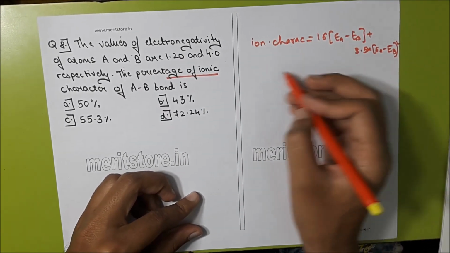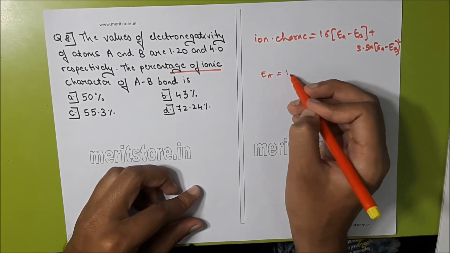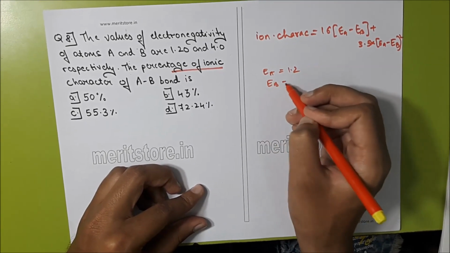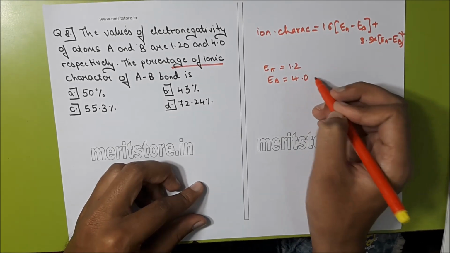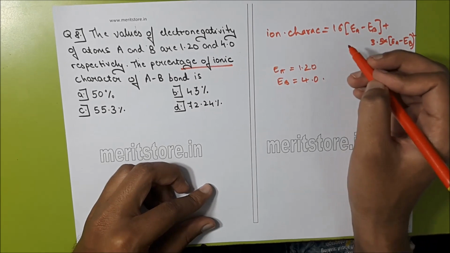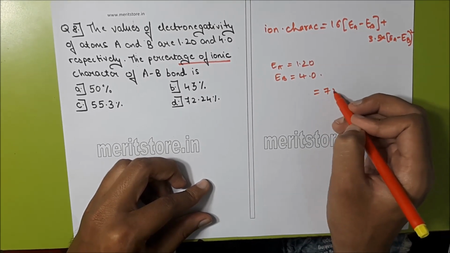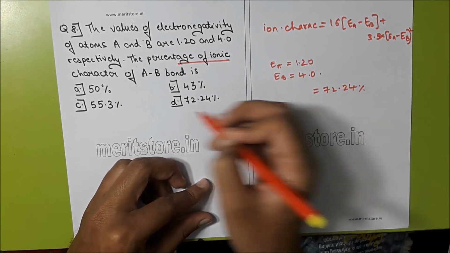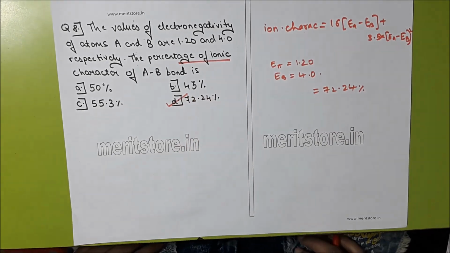So we know that the electronegativity of A is 1.2 and the electronegativity of B is 4.0. By substituting these two values, we can calculate the ionic character, which results in the answer of 72.24%. So option D will be the correct option.